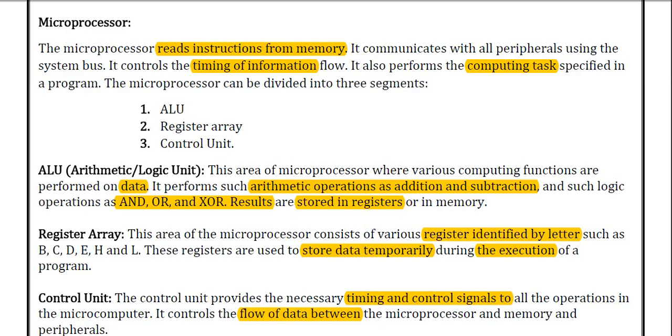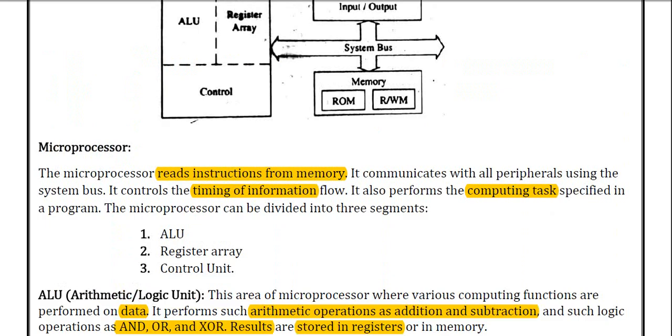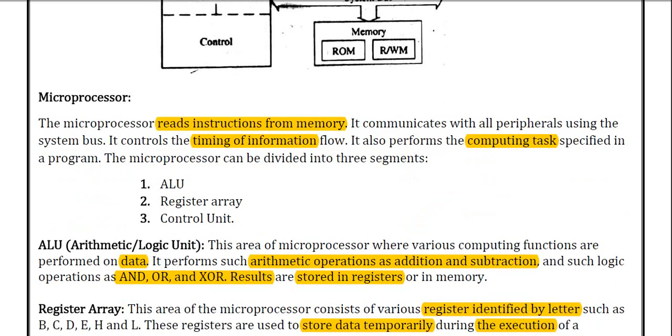Microprocessors. The microprocessor reads the instruction from the memory and then communicates with all peripherals using the system bus. That is the reason this microprocessor communicates with all those sections through the system bus. It controls the timing and information flow, and it also performs the computing task specified in the program.